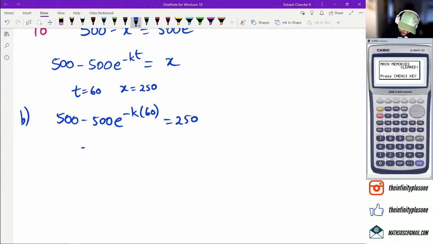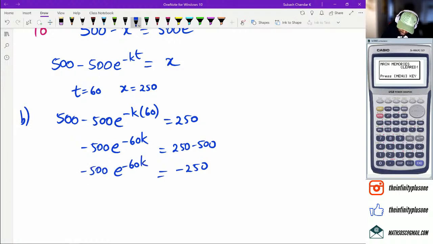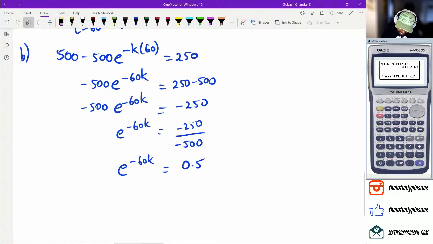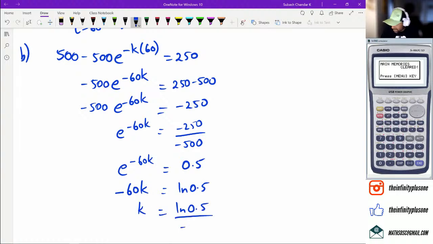So once you do that, rearrange it. So you're going to get negative 500 e negative 60k equals 250 minus 500, which is negative 250. So e of negative 60k equals negative 250 divided by negative 500, and e of negative 60k equals 0.5. Take ln of both sides, so negative 60k equals ln of 0.5, and k equals ln of 0.5 divided by negative 60.